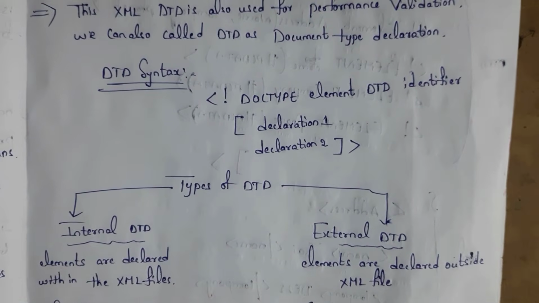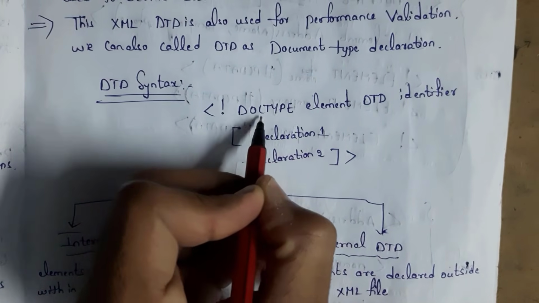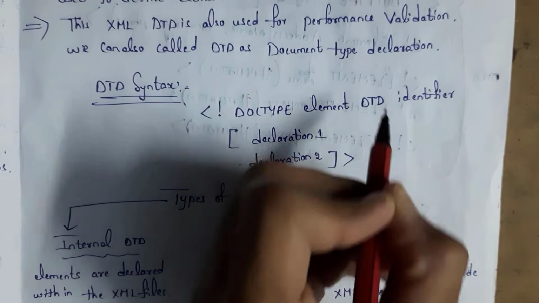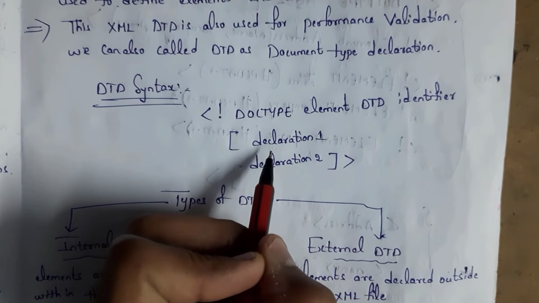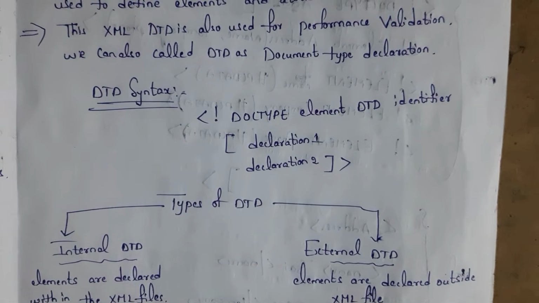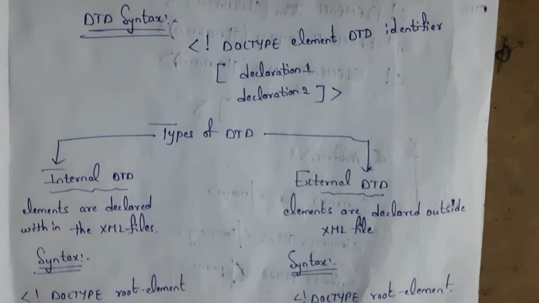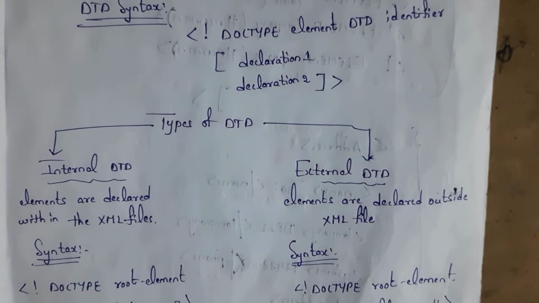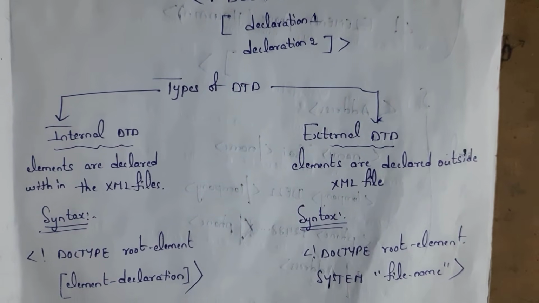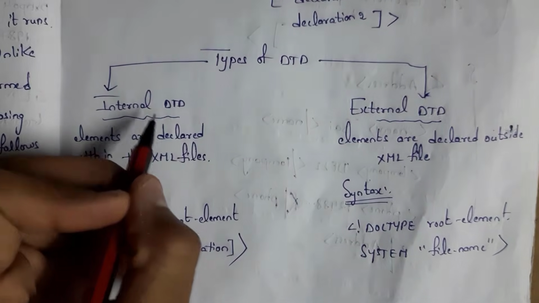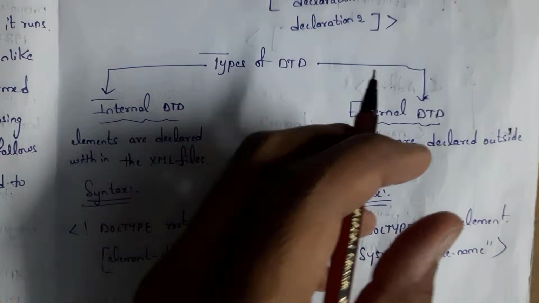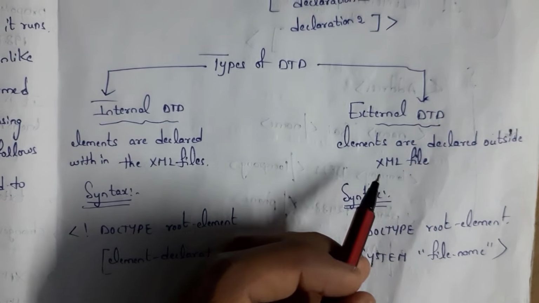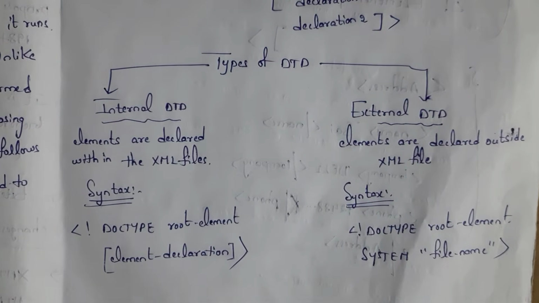Syntax of XML DTD. XML DTD contains the document type element, DTD identifier, and inside that we need to write declarations. We can write n number of declarations. This is the syntax of XML DTD. And next, types. DTD is classified into two types. First one is internal DTD and second one is external DTD. In internal DTD, we represent elements inside the XML file, whereas in external DTD, we represent elements outside the XML file. This is the difference between internal DTD and external DTD.